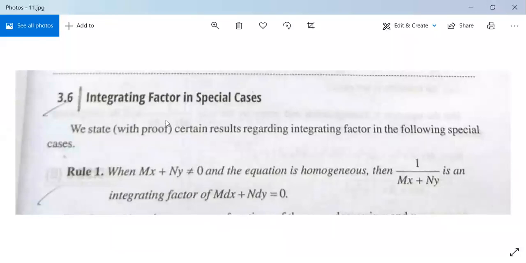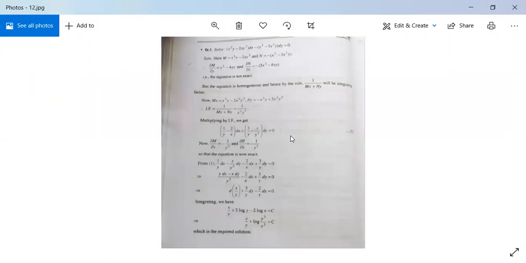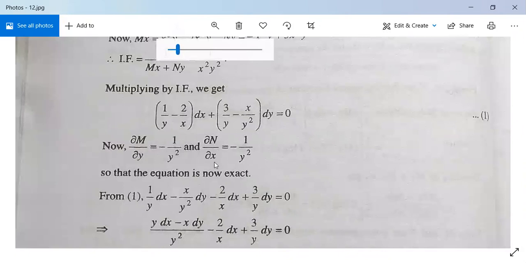Let us see integrating factor in some special cases. We don't need its proof here. When mx plus ny is not equal to 0, meaning multiply m with x and n with y, and their sum is not 0, and the equation is homogeneous, then 1 upon (mx plus ny) is an integrating factor of m dx plus n dy is equal to 0. Let us see one example.